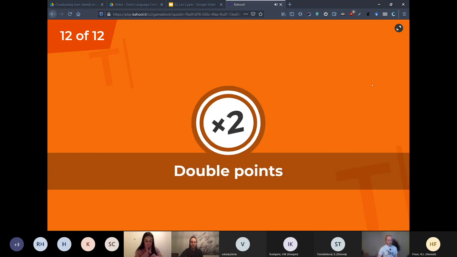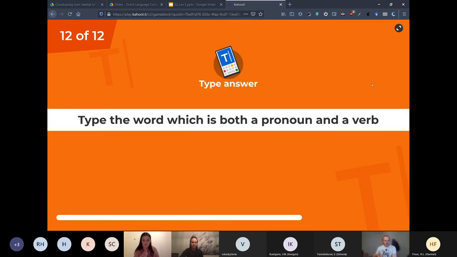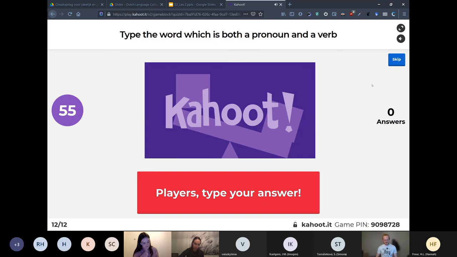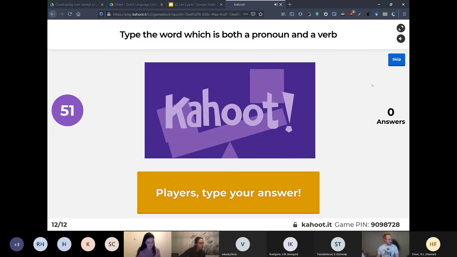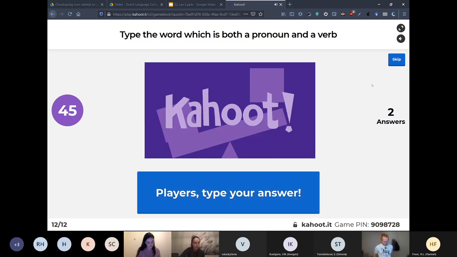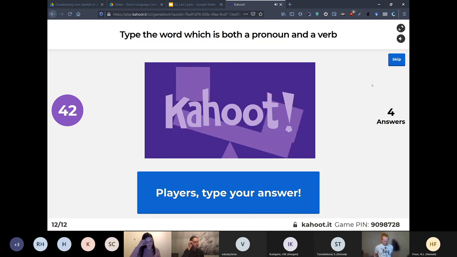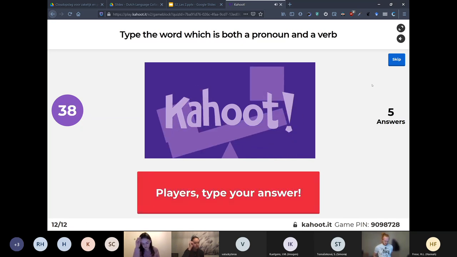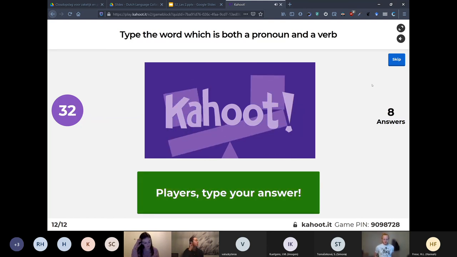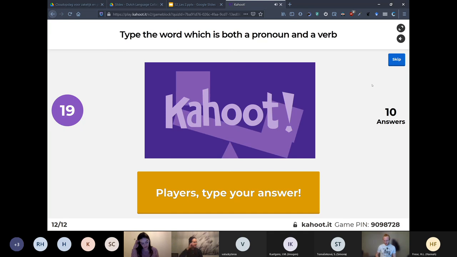Final question. Type your answer. Double points. Whoa. Type the word which is both a pronoun and a verb. This is a sneaky question. So which word did we learn this lesson which is both a pronoun and a verb? Things like op, in, if, you don't know. Is this possible? A pronoun are the things we talk about.